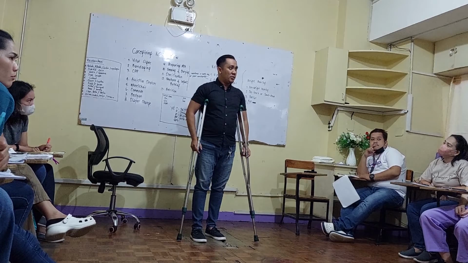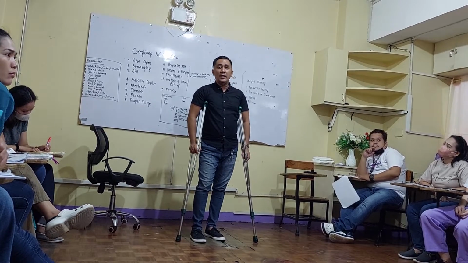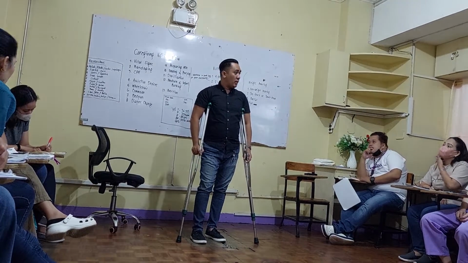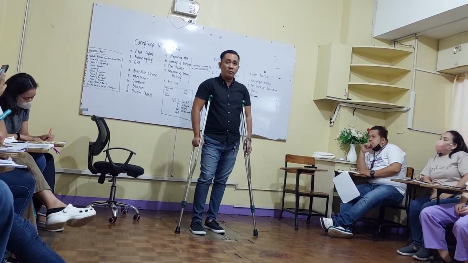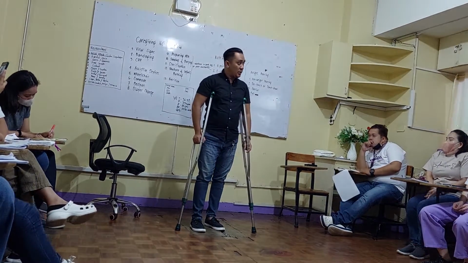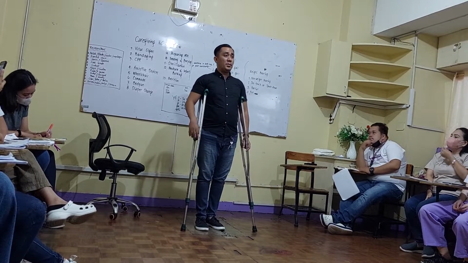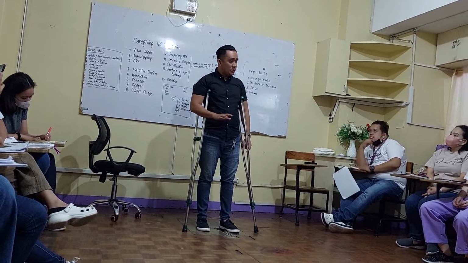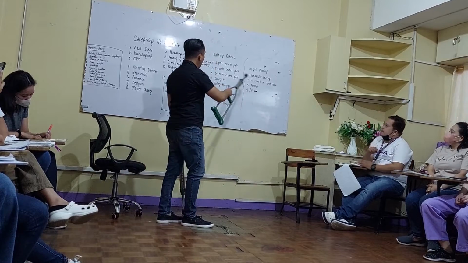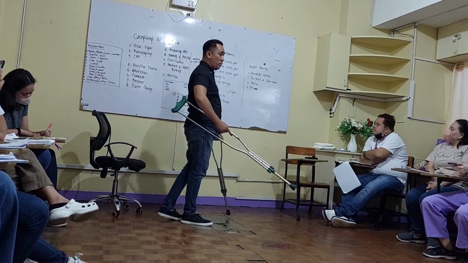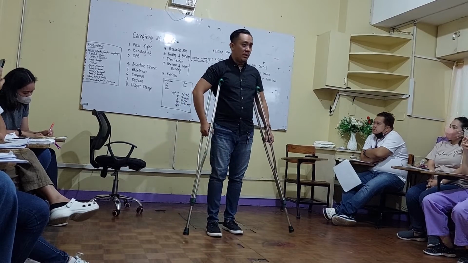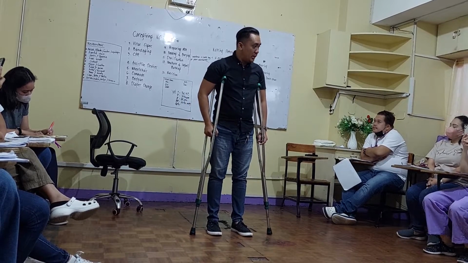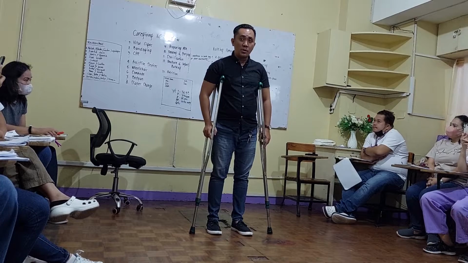But the disadvantage of using 4-point is that it is slow. When we say slow, the patient moves or walks very slowly when using 4-point. Now, once the patient is already familiar with the 4-point crutch gait, they will advance to 2-point, because he or she already knows how to walk using 4-point crutch gait. How does a patient walk using 2-point?